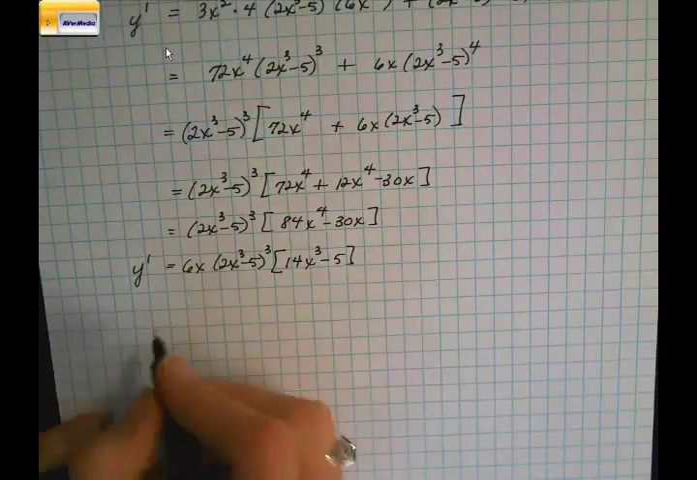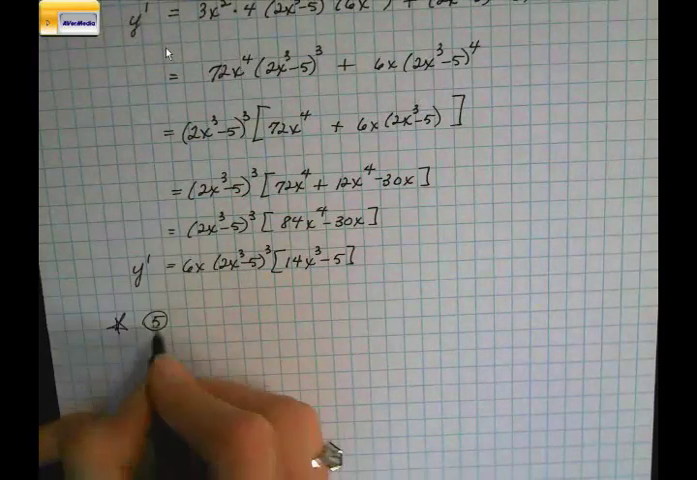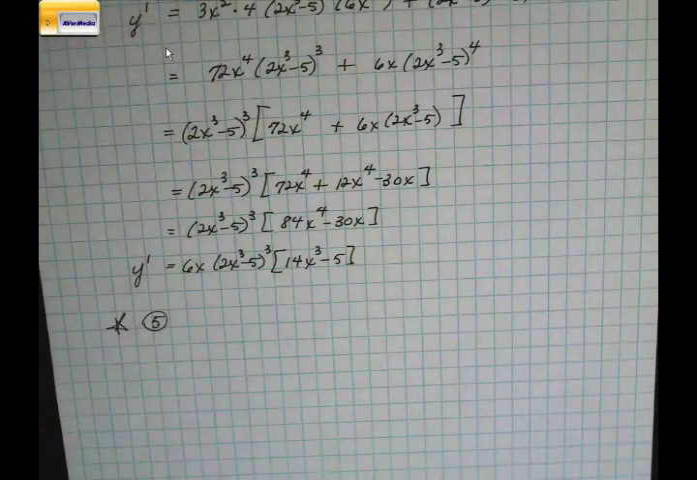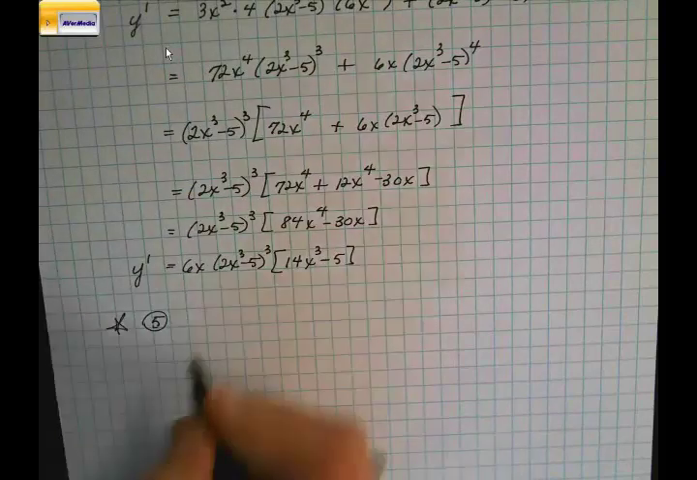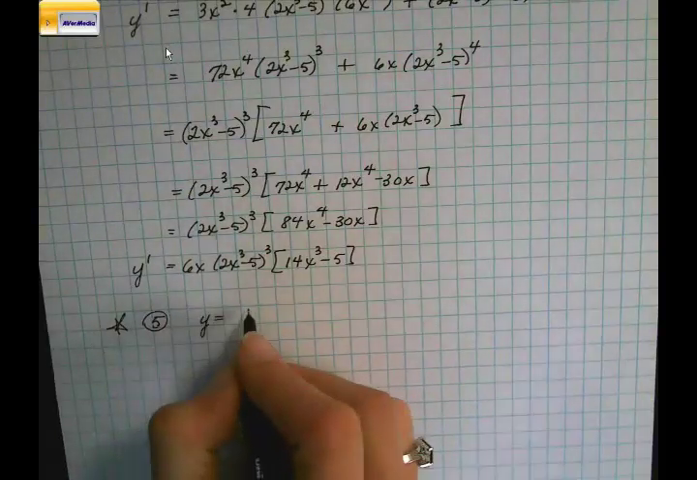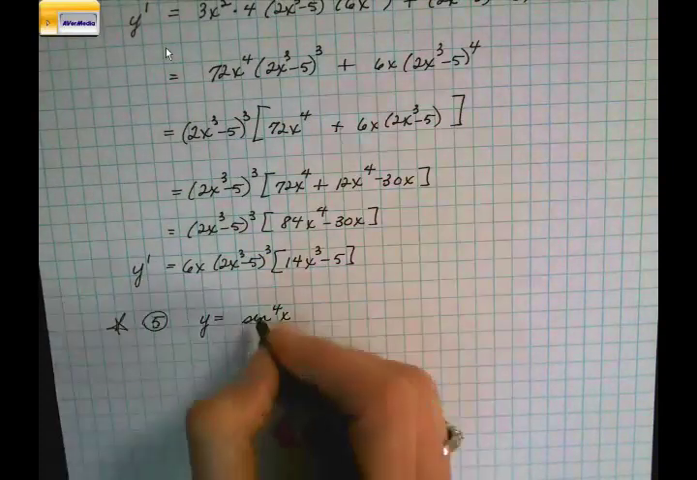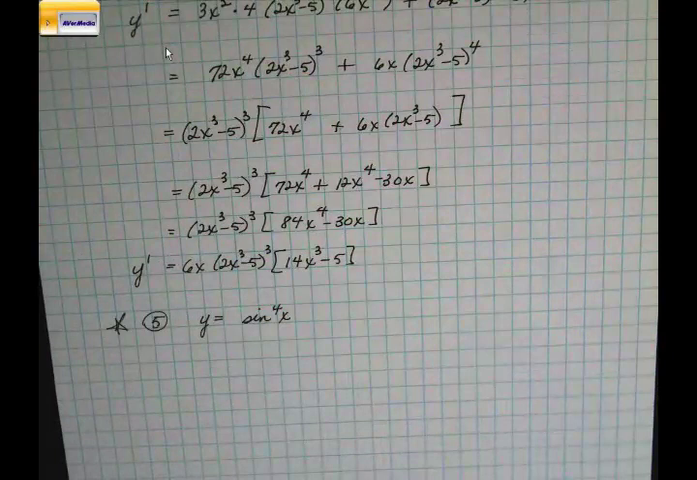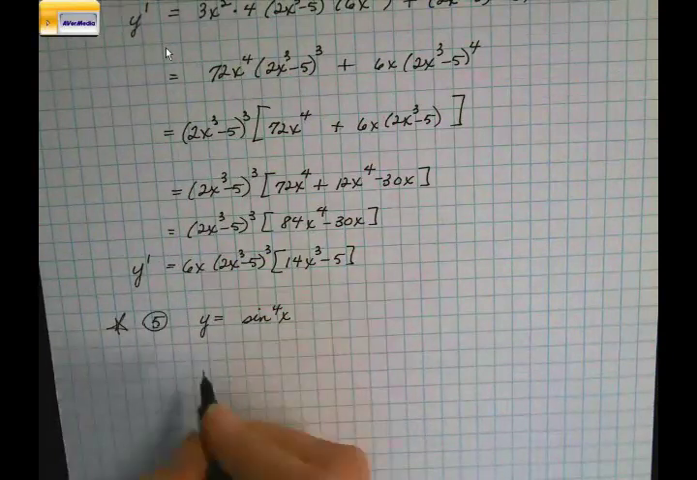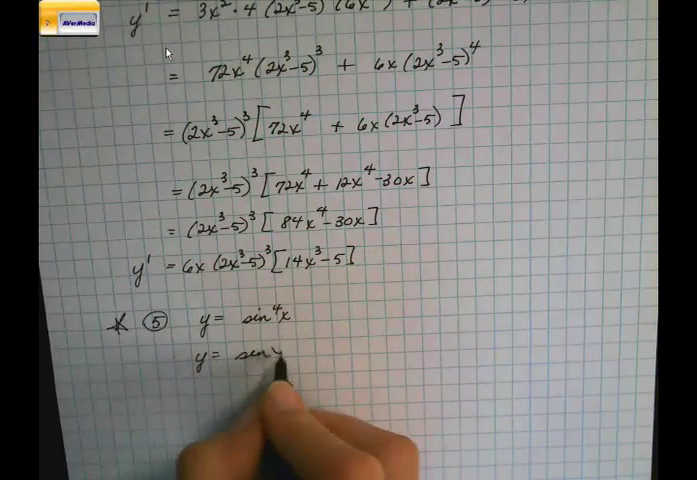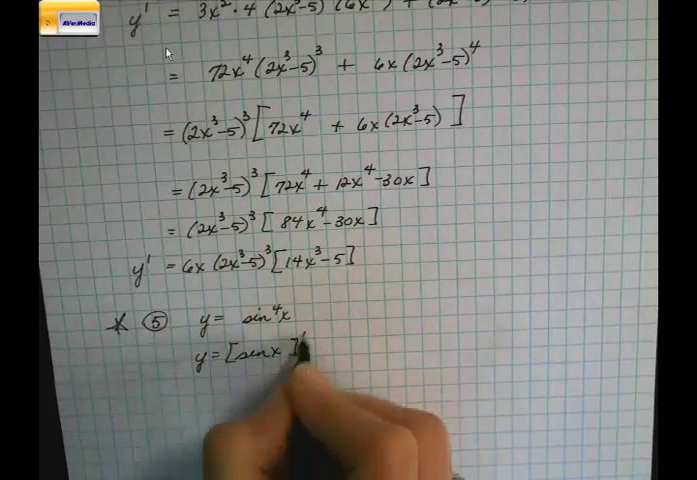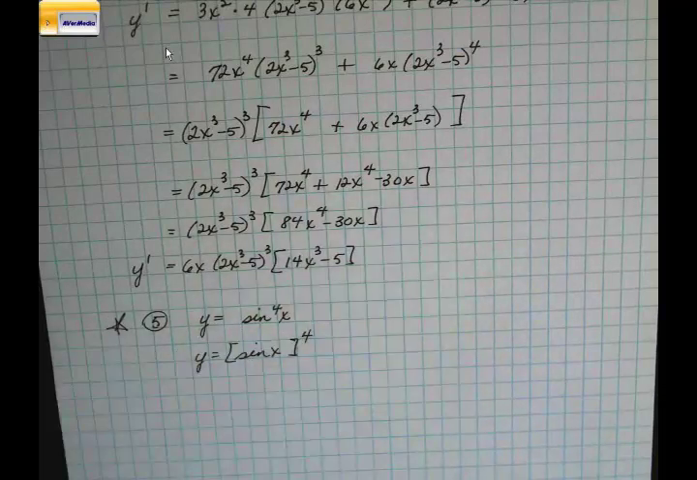Now, the next one's weird, and I want you to write on here, whoa, watch out, okay? This one's kind of interesting, and this is one you have to be really careful with, that you don't confuse it with the second half of the lecture in this section. Suppose they say that y equals sine to the fourth of x. Sine to the fourth of x is the same thing as sine x to the fourth power. So this could be rewritten as sine x to the fourth power, right? Sine x times sine x times sine x times sine x.